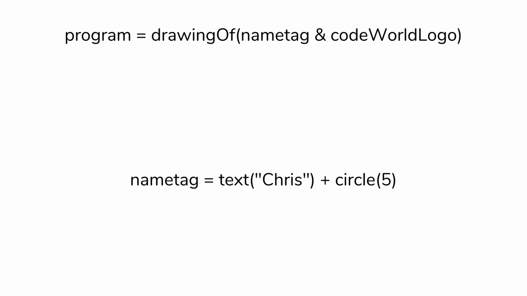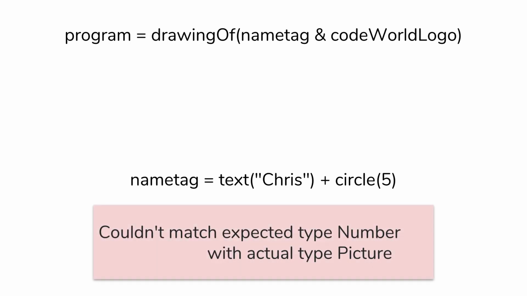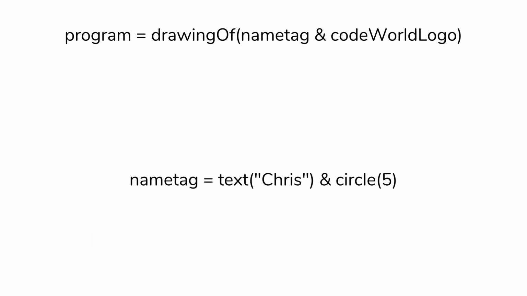Here's another example. Suppose you defined your name tag like this. What's the problem? Well, the plus sign or addition only makes sense with numbers. Here, you're trying to add two pictures. If you write this program, you'll see this error message, telling you that the plus operator expects numbers, but found pictures instead. So how would you solve this? Well, the mistake was to use plus instead of the and or on top of operator to combine your pictures together. Get it? Equations are a useful tool because they let us understand the relationships between different values.